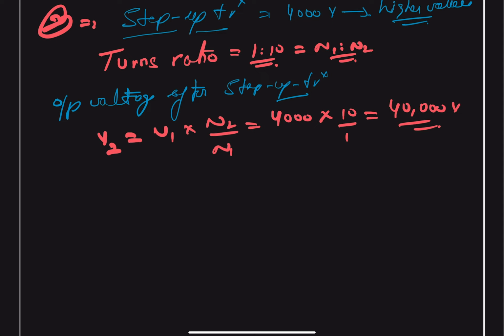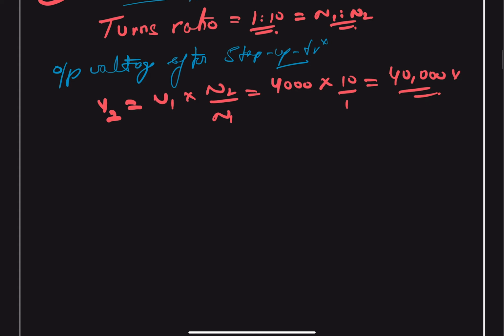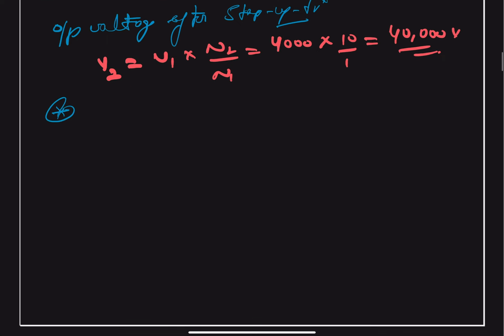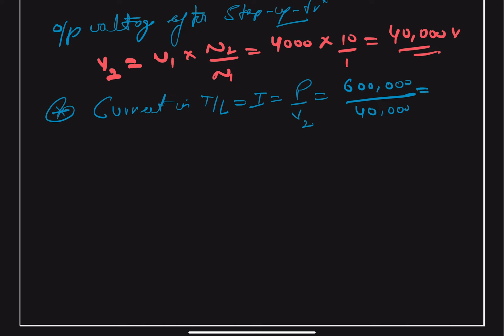So the power transmitted over a distance of 20 kilometer, therefore we can find out the current in the transmission line. So you can say, current in the transmission line, if that is given as I, then that will be P divided by V2, and this is our 600,000 divided by 40,000, so it comes as 15 amperes.